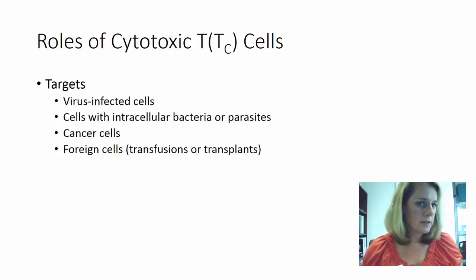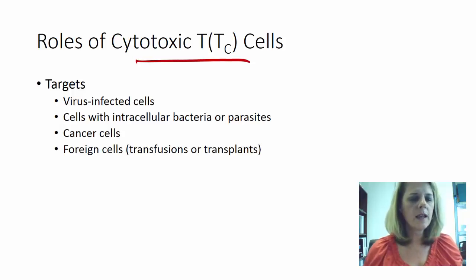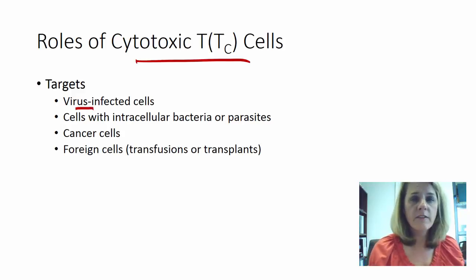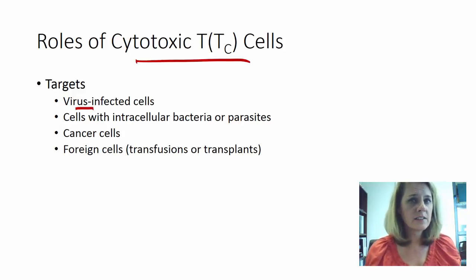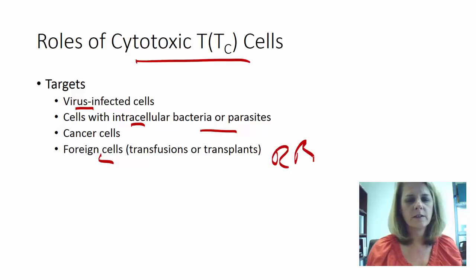Okay, so we covered the B cells. So let's talk about the T cells, which are also called cytotoxic cells. And they're going to target cells, especially, a lot of times you'll see T cells target cells that have been infected. Like a cell that's got a bunch of virus in it, or cells that have been infected with bacteria or parasites, cancer cells, or even foreign cells, like those red blood cells in a transfusion. So these are cells that target other cells that have been infected.